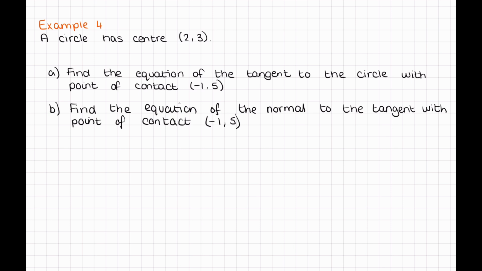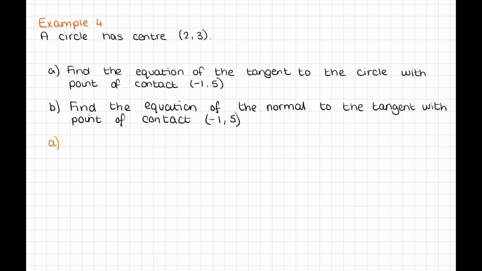Example 4, a circle has centre 2, 3. Part A, find the equation of the tangent to the circle with point of contact at negative 1, 5. So I'm just going to quickly draw a circle here. The centre is at 2, 3. Now it says find the equation of the tangent to the circle with the point of contact at negative 1, 5. So negative 1, 5 would be to the left and above 2, 3.